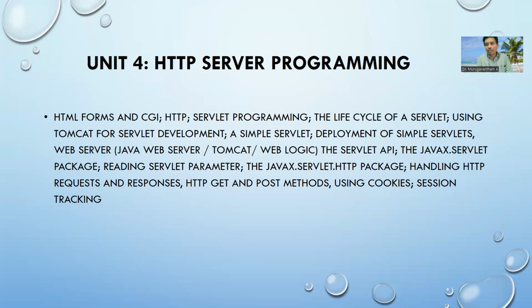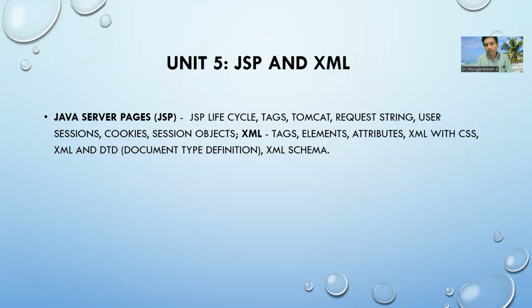So these are all the things which will be covered under unit number 4. Followed by unit number 5, we'll be having a discussion on JSP and XML. Under JSP, we'll discuss the JSP lifecycle, which quite differs from your servlet. All these things will be in the form of tags. There are various tags adopted for JSP, which we will discuss, and how to run this JSP program using the Tomcat web server.